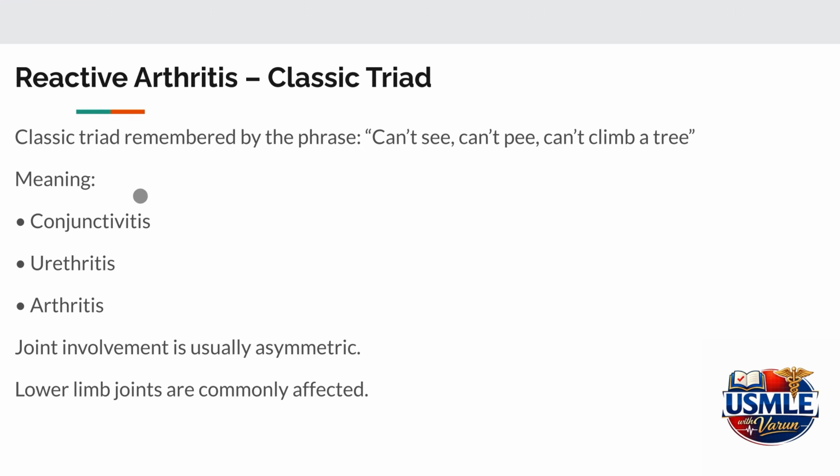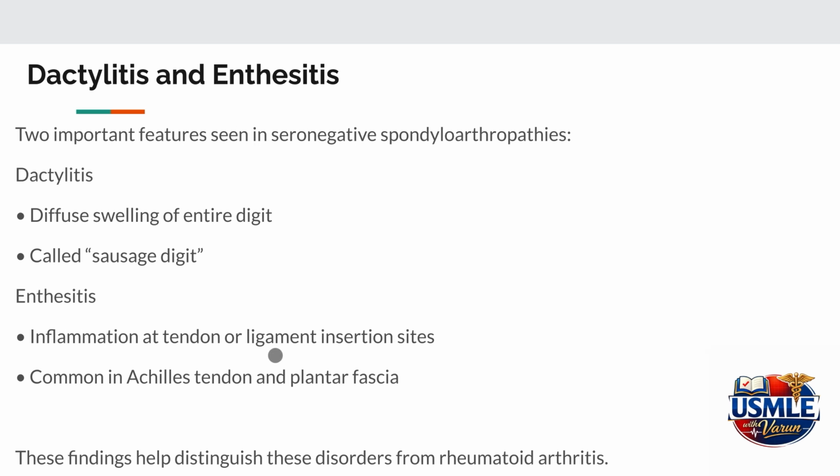Reactive arthritis is often remembered using the mnemonic: can't see, can't pee, can't climb a tree. This phrase represents the classic triad of symptoms. Conjunctivitis affects the eyes, urethritis affects the urinary tract, and arthritis affects the joints. Joint involvement is typically asymmetric and often affects the lower limbs.